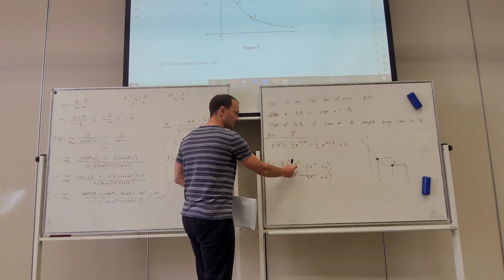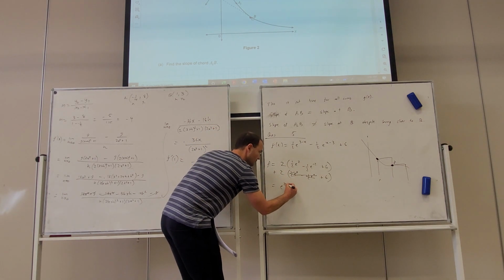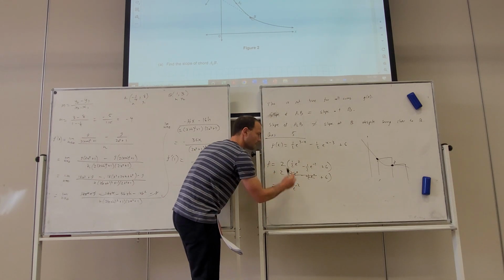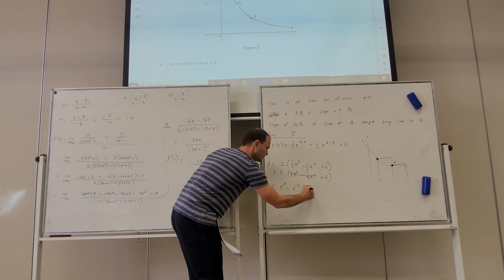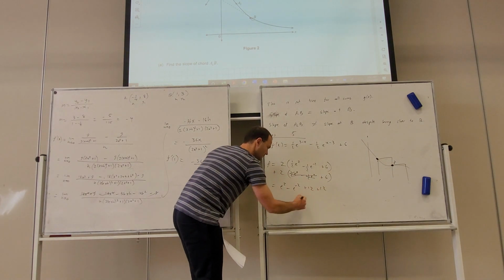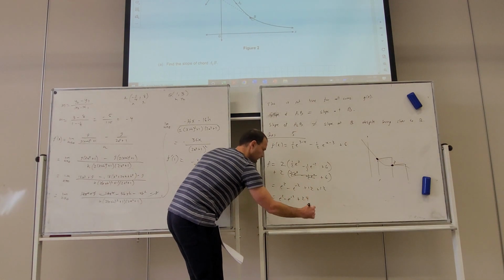We've got 2 times half e to the half e squared. So that's just going to be e squared. We've got e to the -2. And then we've got plus 12. And then over here we've got plus another 12. All right, so what's it? e squared take e to the -2 plus 24.